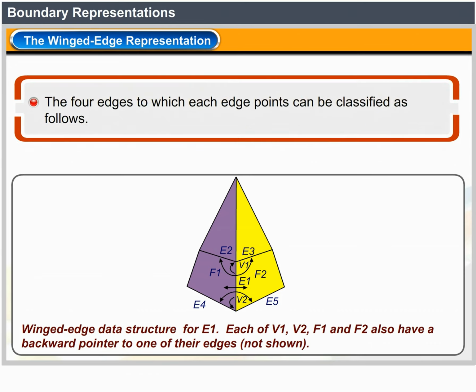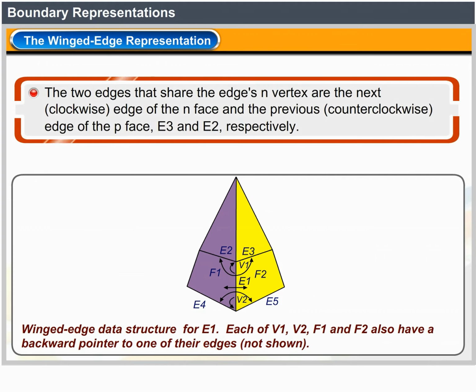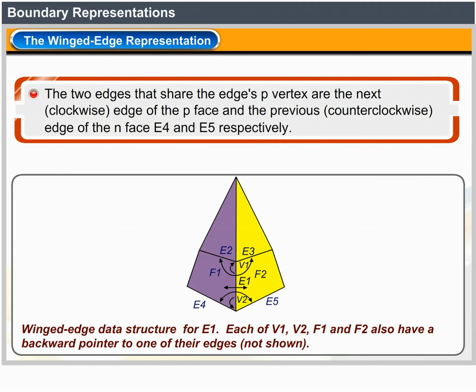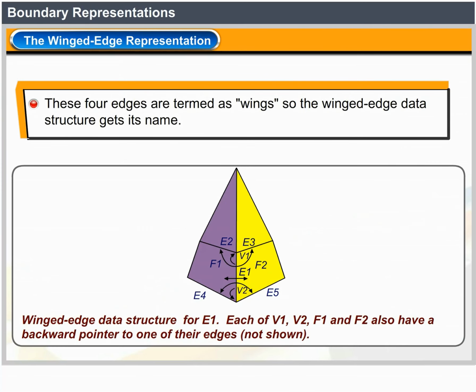The 4 edges to which each edge points can be classified as follows. The 2 edges that share the edge's N vertex are the next clockwise edge of the N face and the previous counterclockwise edge of the P face, E3 and E2 respectively. The 2 edges that share the edge's P vertex are the next clockwise edge of the P face and the previous counterclockwise edge of the N face, E4 and E5 respectively. These 4 edges are the wings from which the winged edge data structure gets its name.